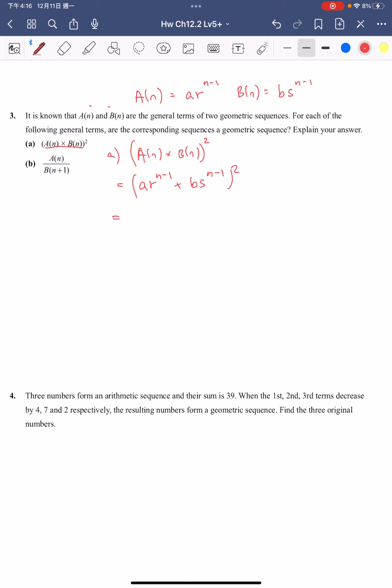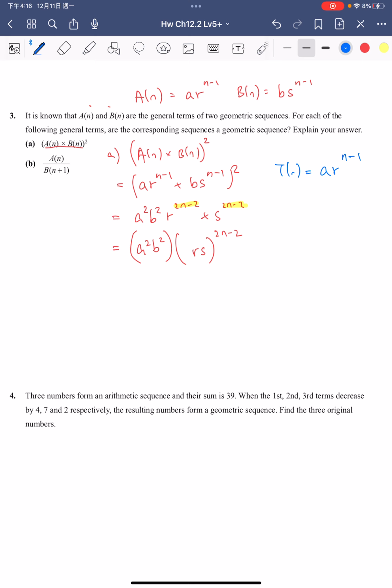So this is going to be equal to a squared b squared r^(2n-2) times s^(2n-2). Then as the power is the same, this is equal to a squared b squared times rs to the power of 2n minus 2. And is this going to be a geometric sequence as well? First of all, if we want it to be a geometric sequence, then Tn should be equal to a r to the power of n minus 1, something like this, isn't it?